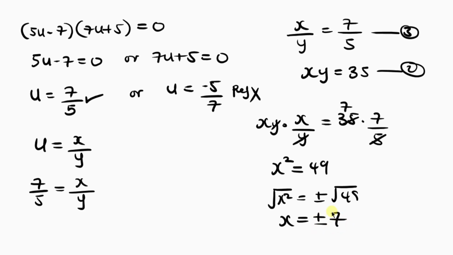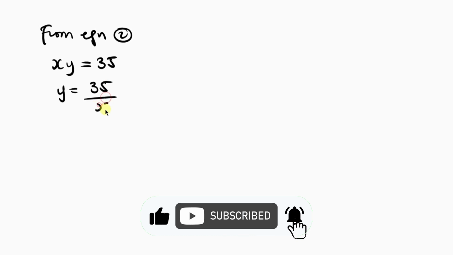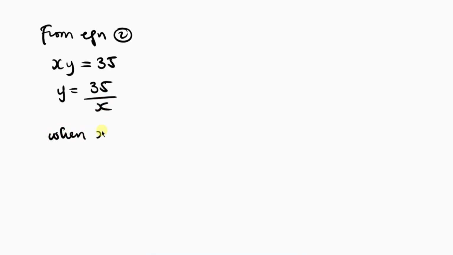Now, we're going to be substituting this value of x in this equation 2. But before that, I'm going to be making the value for y the subject. So let's make y the subject formula so that we can be able to find the value of y. Let's continue. So from equation 2, remember equation 2 is xy equal to 35. That means y is equal to 35 over x. So when x is equal to 7, which is positive 7, what is going to be our y? Y will be equal to 35 over 7, which is equal to 5.